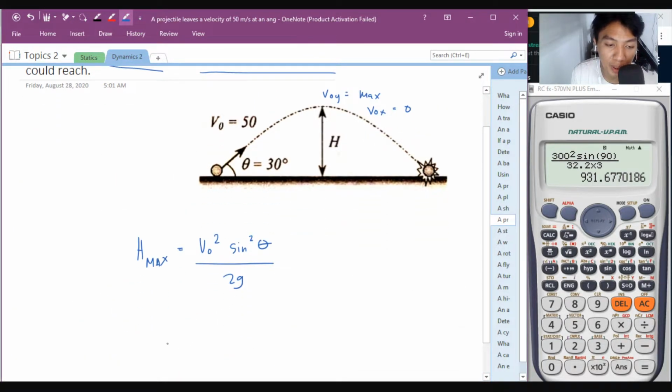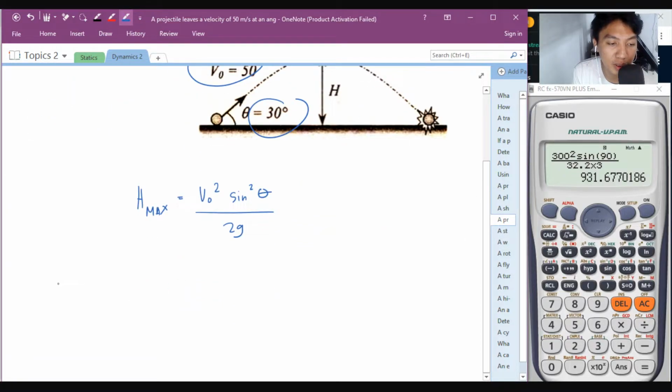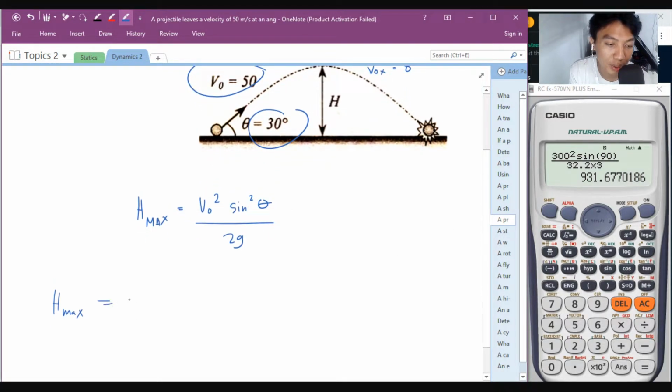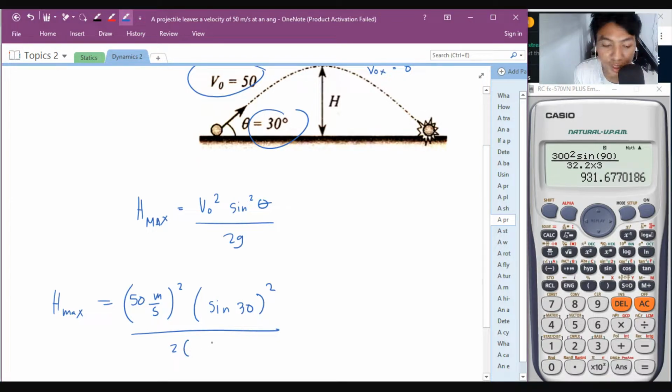Use this one. We have the velocity, we have the angle, so we can solve again. So this is 50 meters, H maximum, the maximum height that the projectile could reach. V0 is 50 meter per second. We square that and then square the value of sine 30 divided by 2 times g. g is 9.81 or 9.8066, but I prefer to use 9.81 meter per second squared.